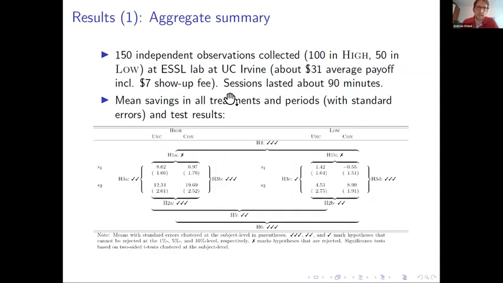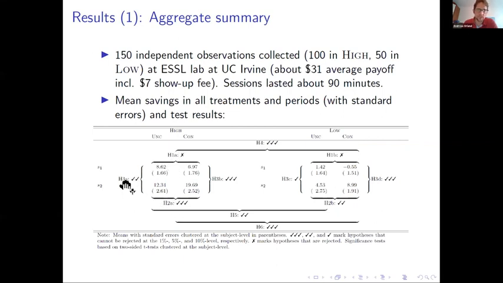So we collected the data in Irvine, you see there at the lab. Sessions lasted about 90 minutes. People received about $31 on average. And those are the numbers, the means of what people actually did. So I tried to make this easy to read.